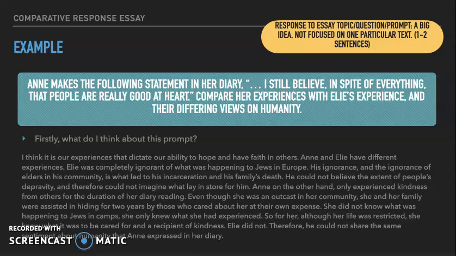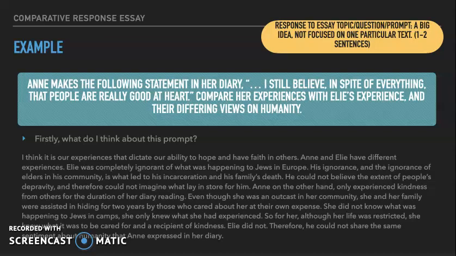So for her, although her life was restricted, she knew what it was to be cared for and a recipient of kindness. Elie did not. Therefore, he could not share the same sentiment about humanity that Anne expressed in her diary. Personally, I think that Anne's sentiment that people are really good at heart is very naive. That's what I think anyway.